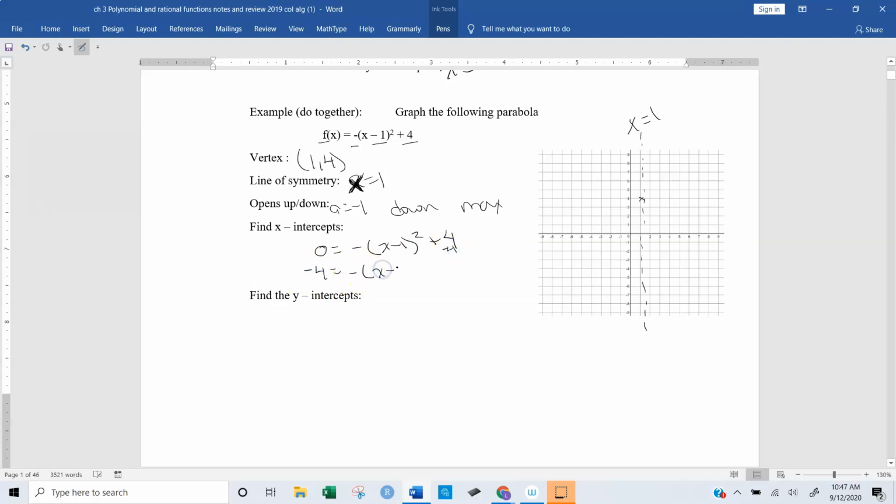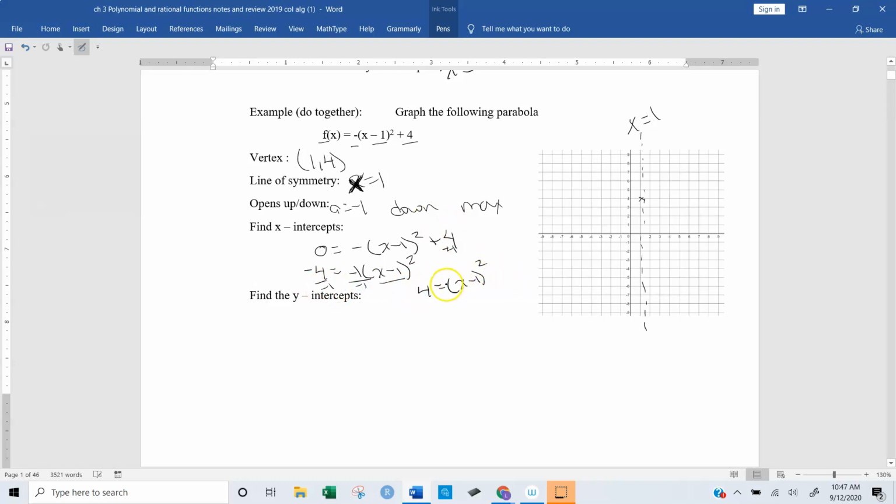All right, now remember, in order to use our square root function where we can square root this, we have to have this by itself. So we can divide by a -1. That's really what that is. I'm out of room here. So now we have 4 equals (x minus 1) squared.